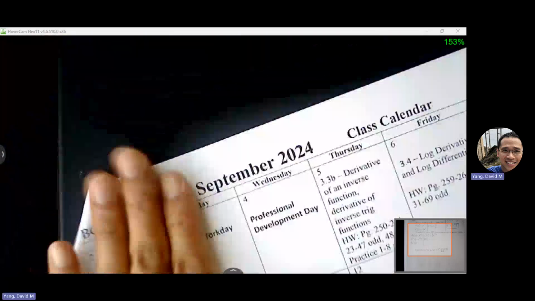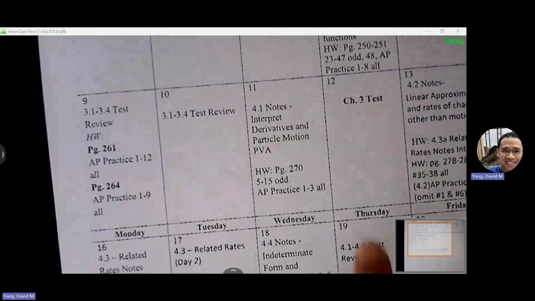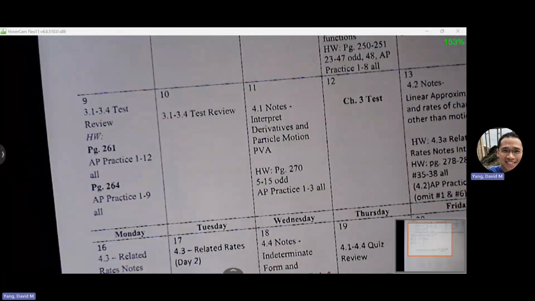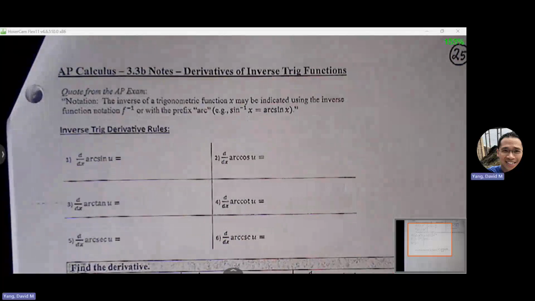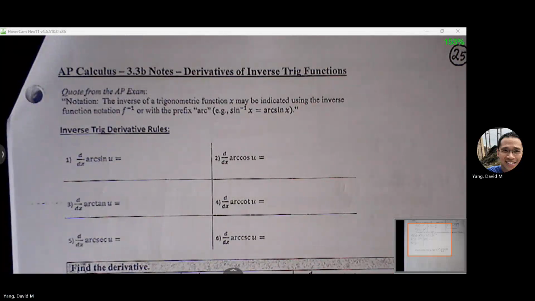We're going to start notes for derivative inverse functions. So trig derivative inverse functions. So page 25 of your packet. Oh, no, that's fine. I got extra ones.